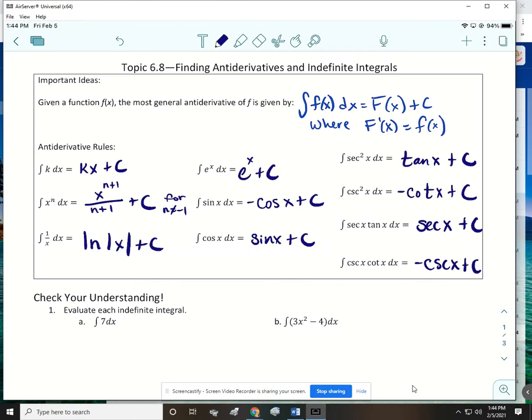So if you notice, all of the antiderivatives whose answer has a co, it's a negative co. So try to remember that. If you are finding the antiderivative and you end up having to put co something, then it's going to be a negative.